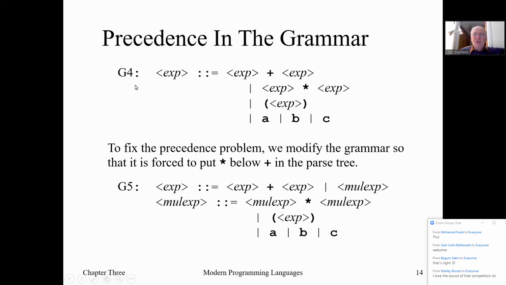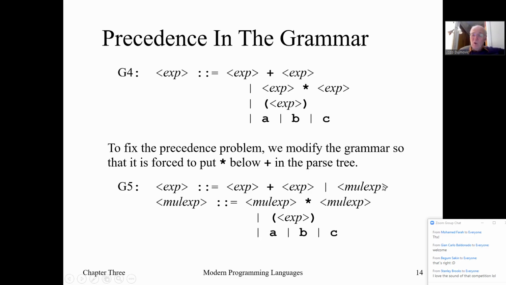Going back to grammar G4, the one that was defined earlier, we have that the expression is expression plus expression, or expression times expression, or expression in parentheses. This created the wrong precedence. In order to have the correct precedence, what you are going to do in your homework is separate additions and multiplications. So in the first line, you put all additions: expression equals expression plus expression, or multiplication expression. So you have addition of two expressions or something that is a product.